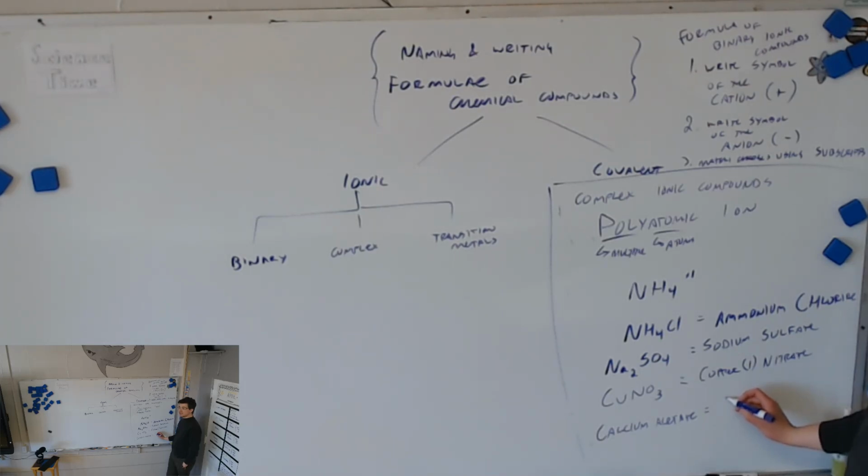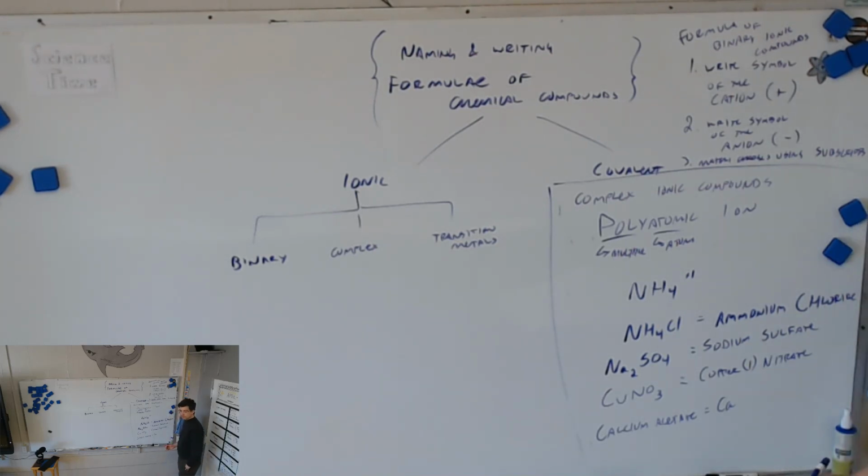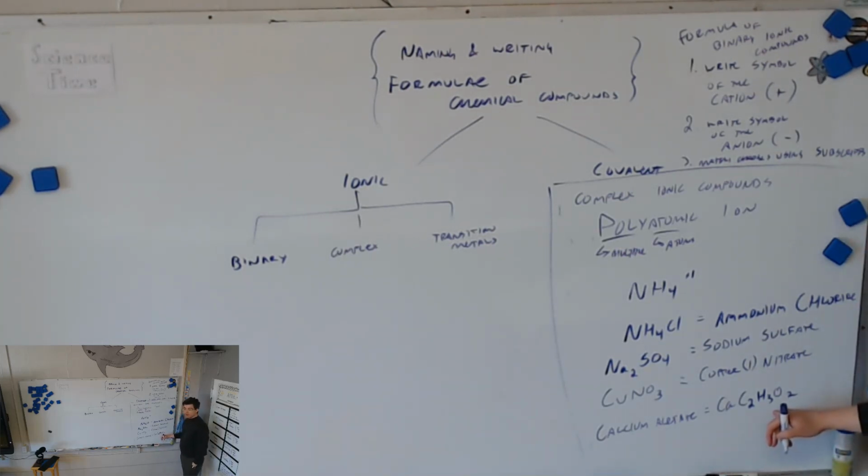Calcium, which is Ca. Yeah, you're right, it does have a 2 plus charge. The Ca is a symbol. And then acetate, find acetate on here. Where's acetate? C2H3O2. What's the charge on the acetate? Look at your chart. Negative 1. Acetate's negative 1. What's the calcium? Plus 2.